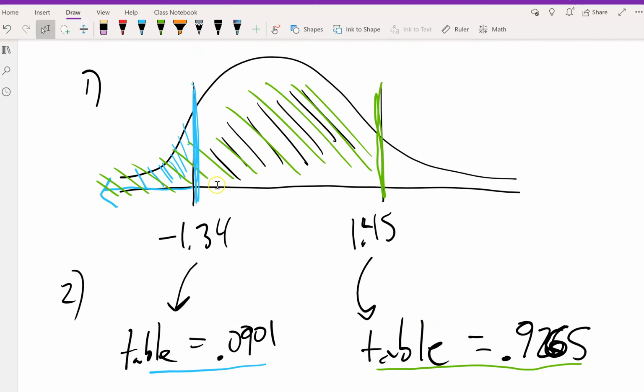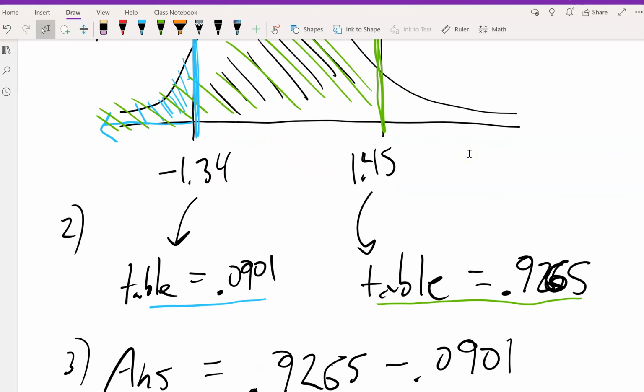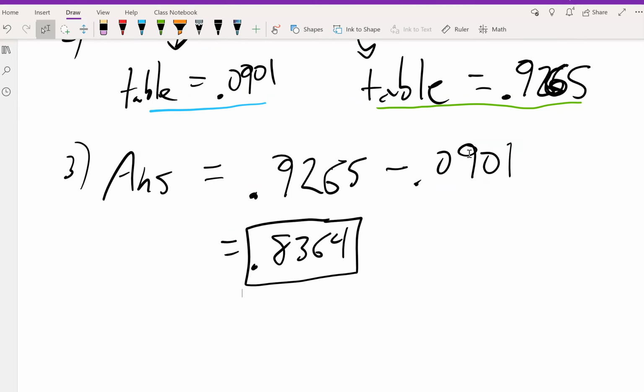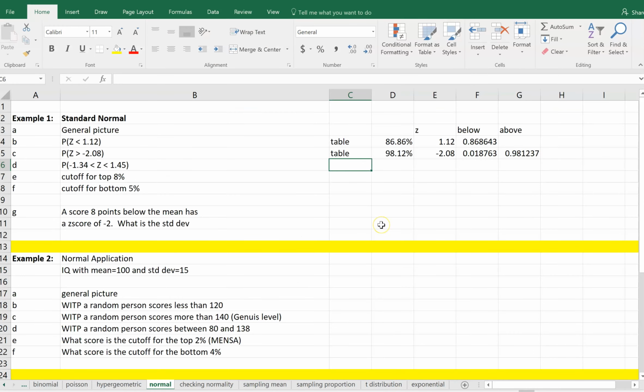For height, for IQ, for weight, for GDP, there's a lot of things that are normal out there that we measure with the standard normal. So there's a lot of amazing facts, and please stay tuned for future videos to see that. So cool, our answer is 0.8364. So from the table, in my work, it's 83.64%.